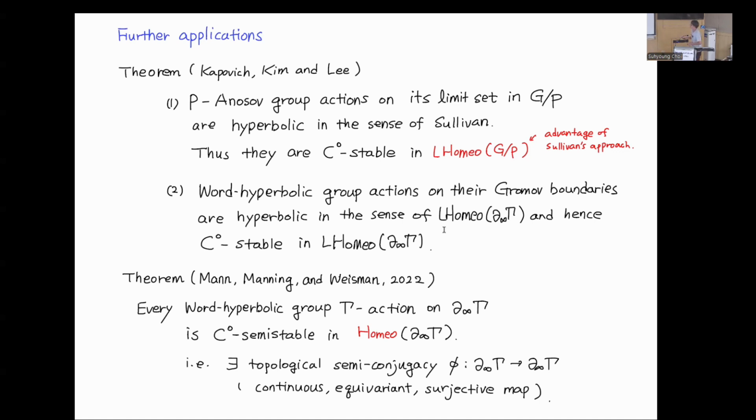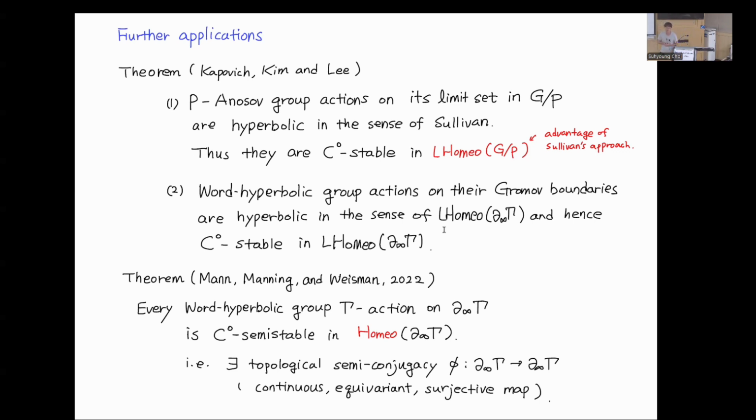And also for the word hyperbolic group action, the group boundary is hyperbolic in the sense of Sullivan in the Lipschitz homeomorphism group of this group boundary. So this is the hyperbolic group action on its group boundary, C0 stable in the Lipschitz homeomorphism group of the group boundary. So that means this is kind of a rigidity result. So if you perturb a little, you actually have the same action. Okay.